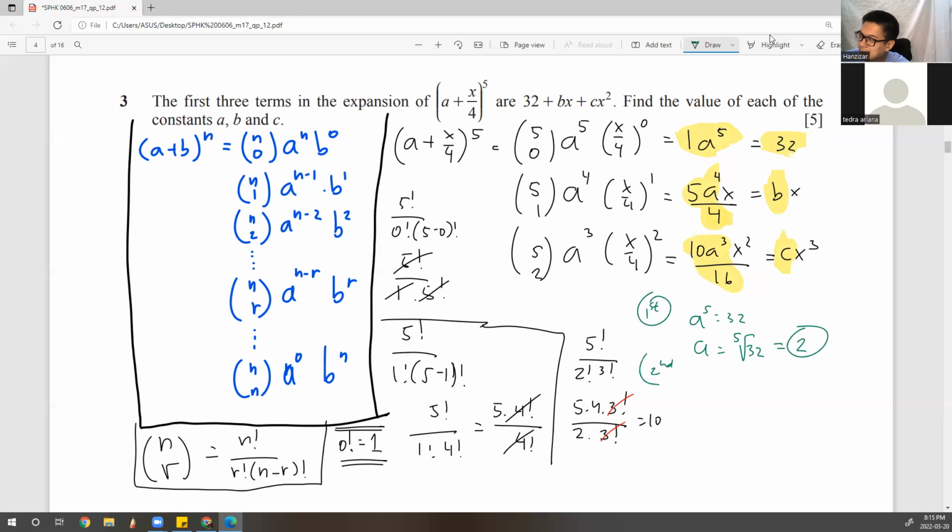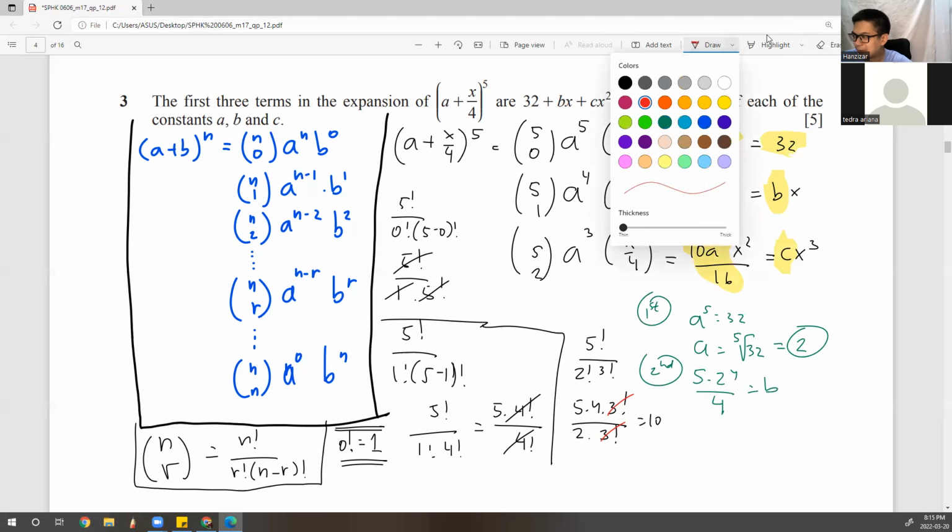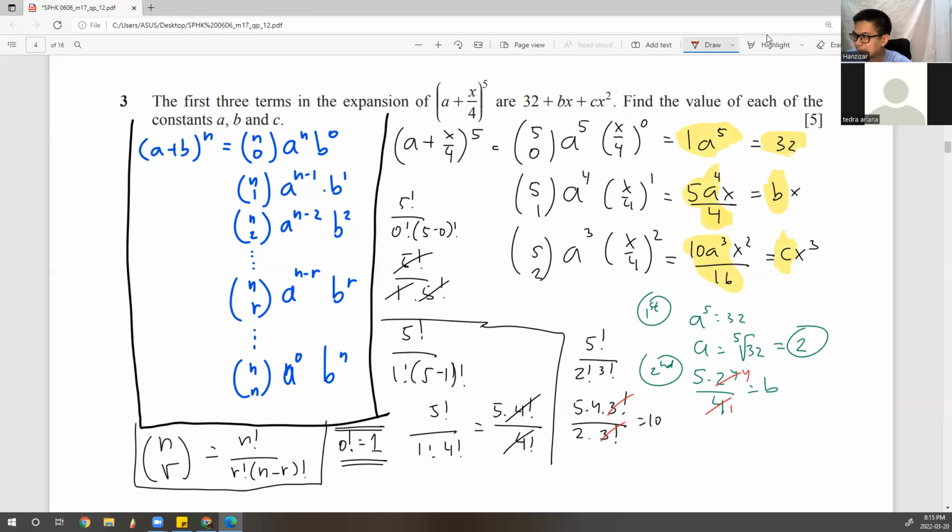Second term, 5a to the power of 4 over 4 equals b. We have a already, right? So 5 times 2 power 4 over 4 equals b. What is 2 power 4? 16, right? So I can simply cross out 2 power 4, 16, and 4 becomes 1 and 4. So b equals 20, right?